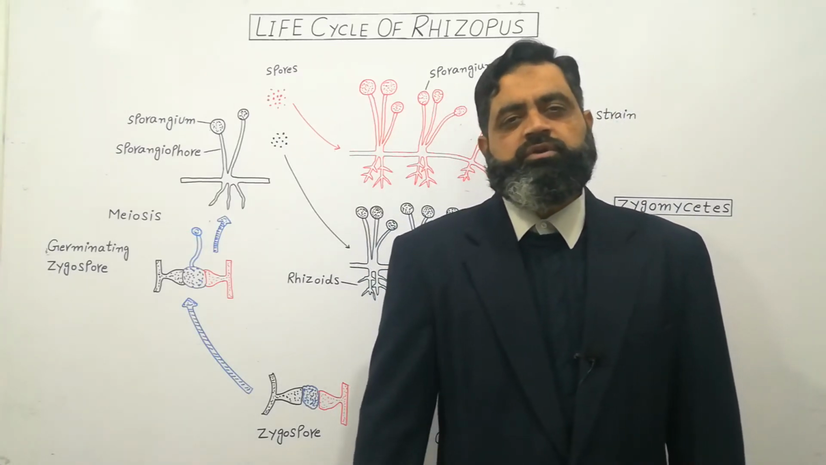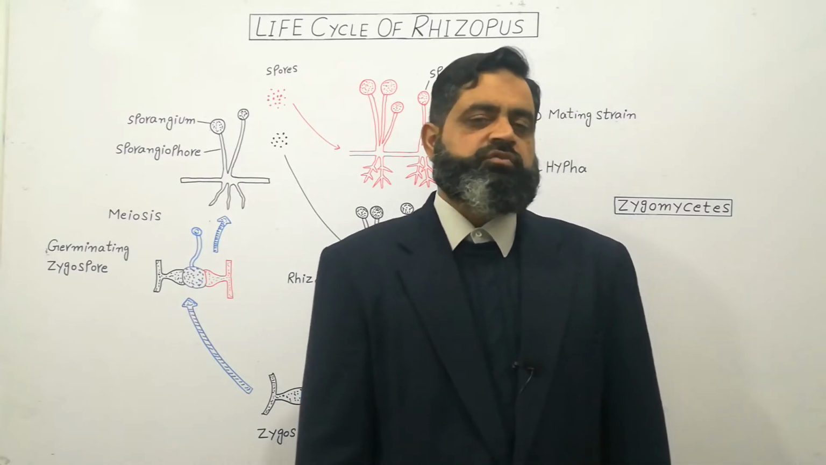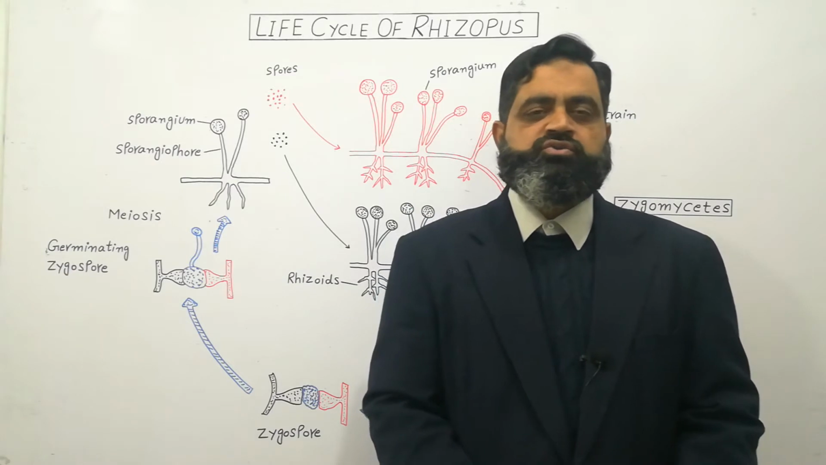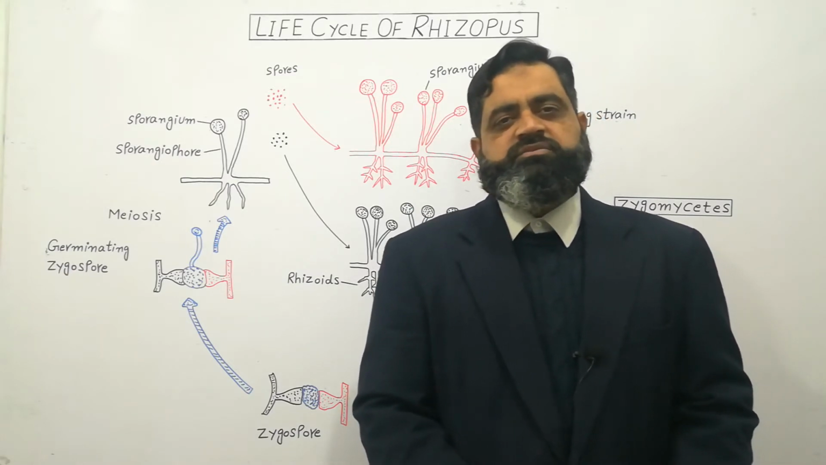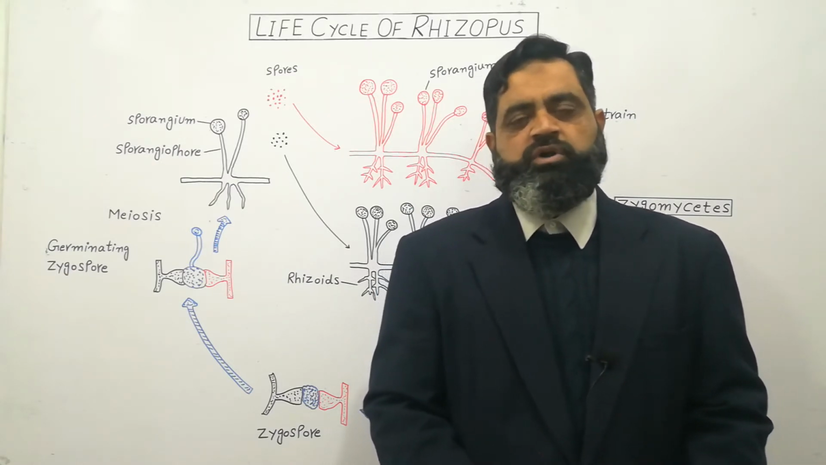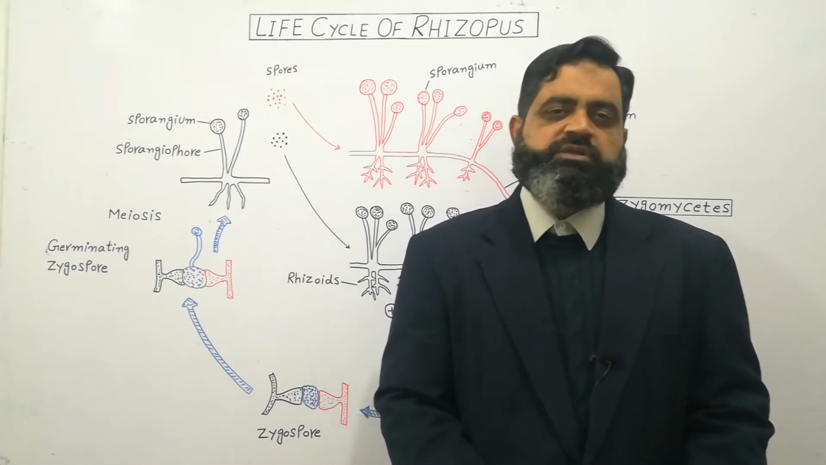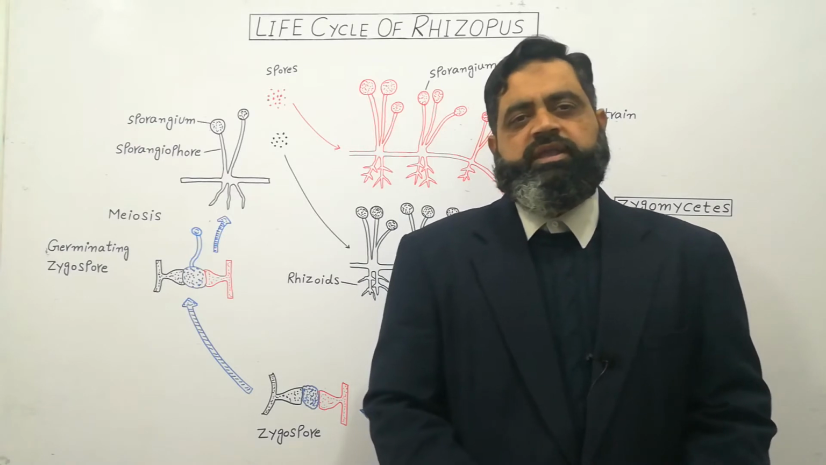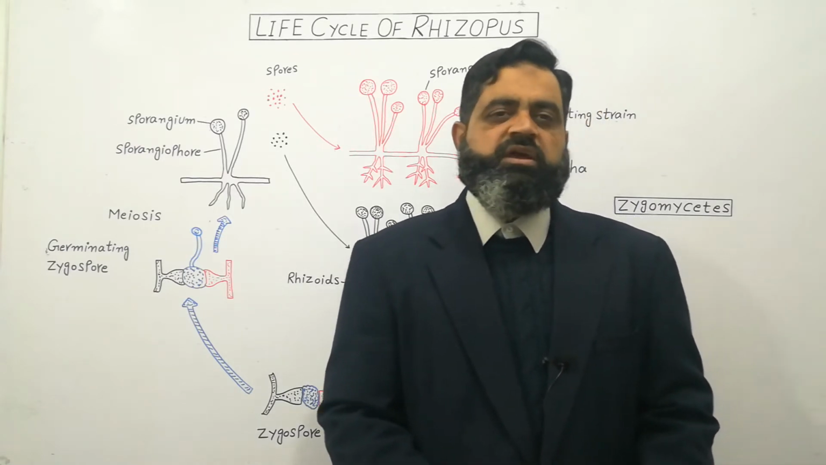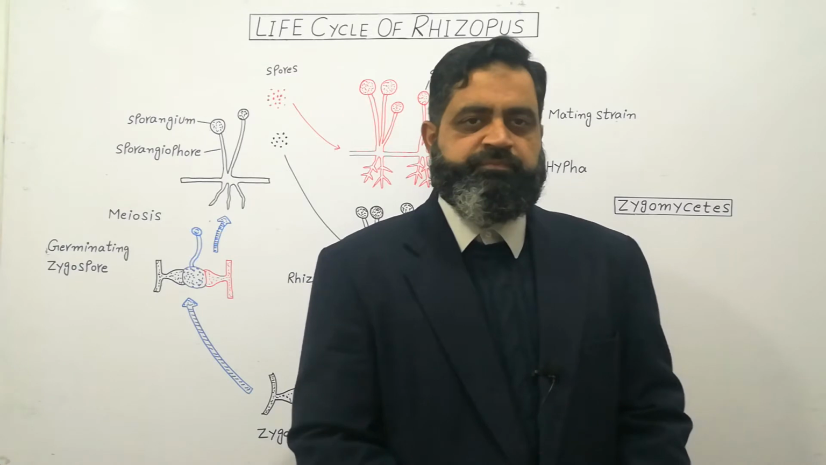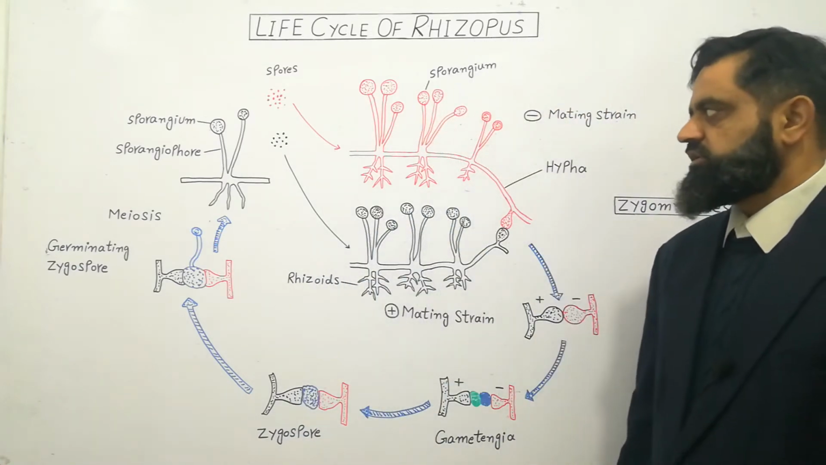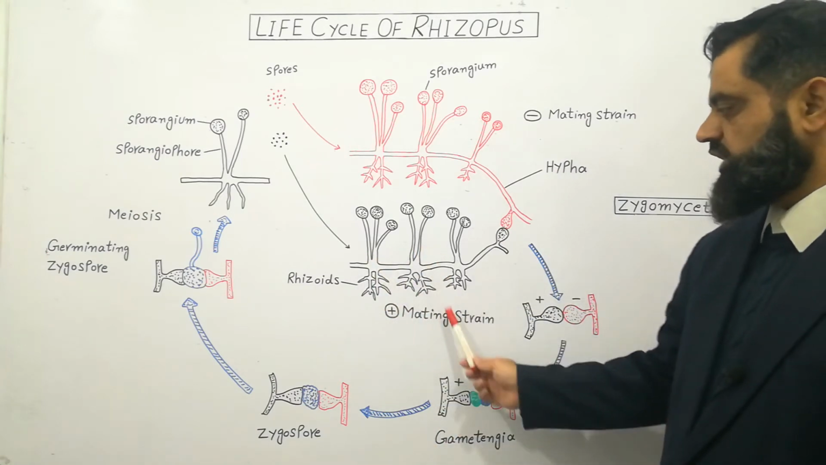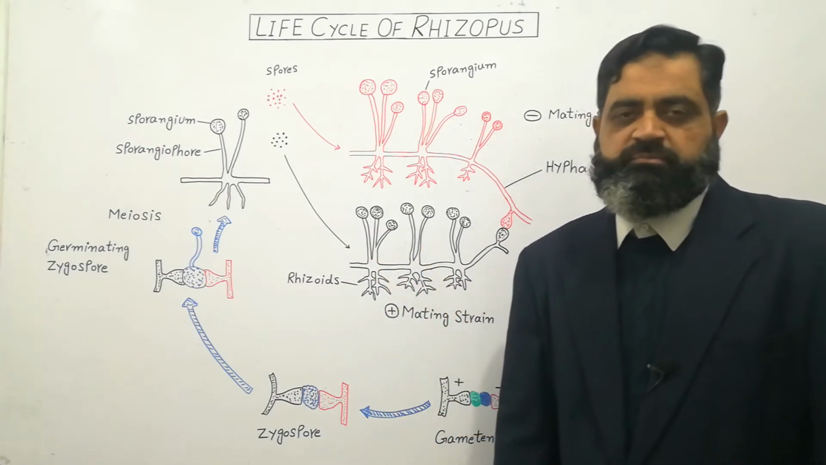Today we are going to study the life cycle of Rhizopus. Rhizopus is a fungus which belongs to phylum Zygomycota or Zygomycetes. Rhizopus is a common bread mold which grows on decaying bread. It has a whitish or greyish color. It has two types of strains. This strain is known as the negative mating strain and this one is known as the positive strain.